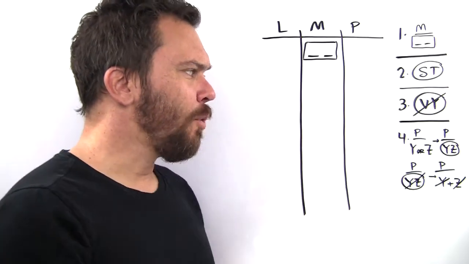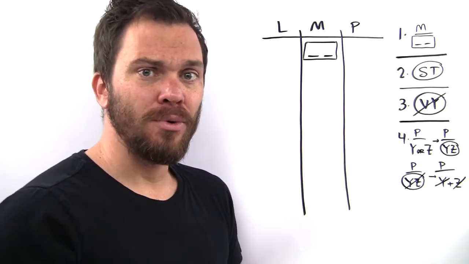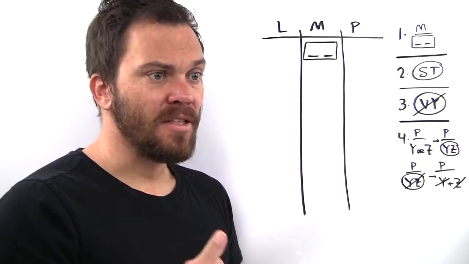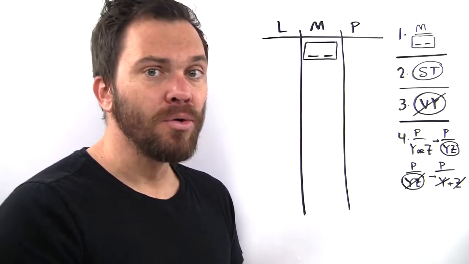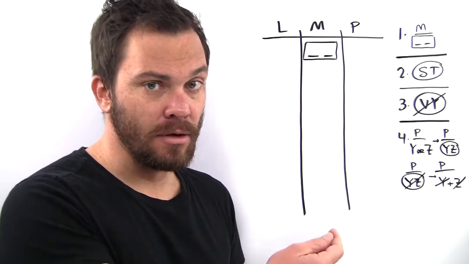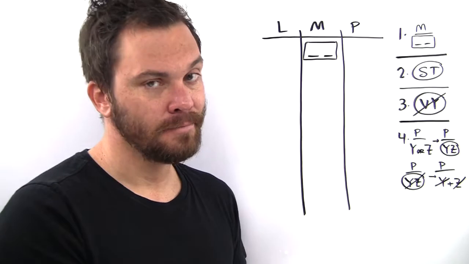And then rule 4, again a conditional rule: if either Y or Z is in P, then they're both there. So if they're not both there, then neither one of them is there. They are there together, or they are not there at all. That's their deal.